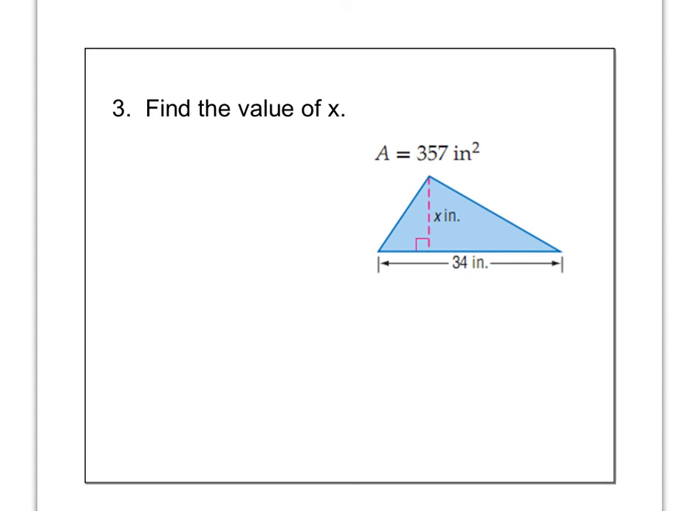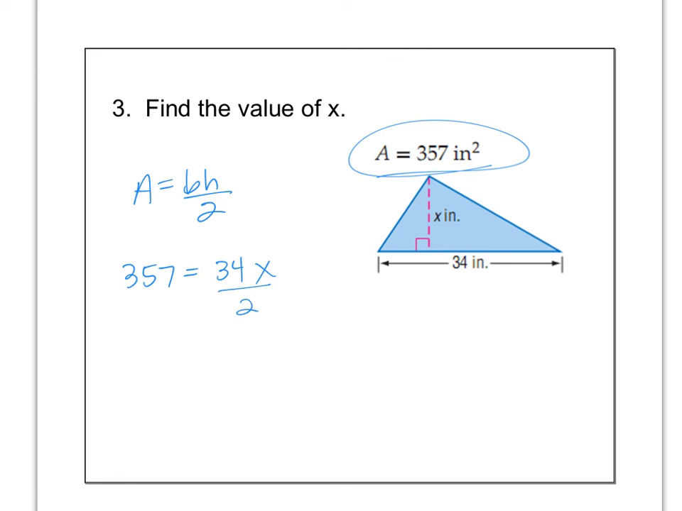Last one, number 3. Find the value of x. Well, in the picture, x looks like the height of the triangle. But I do notice up here they're giving us the area. Area for a triangle is base times height divided by 2. Let's fill in what we know. Do we know the A? Do we know the area? Yeah, 357. Do we know the B, the base? Yep, 34. Do we know the height? No, that's x. So we'll put an x in there. And then we have to divide by 2.